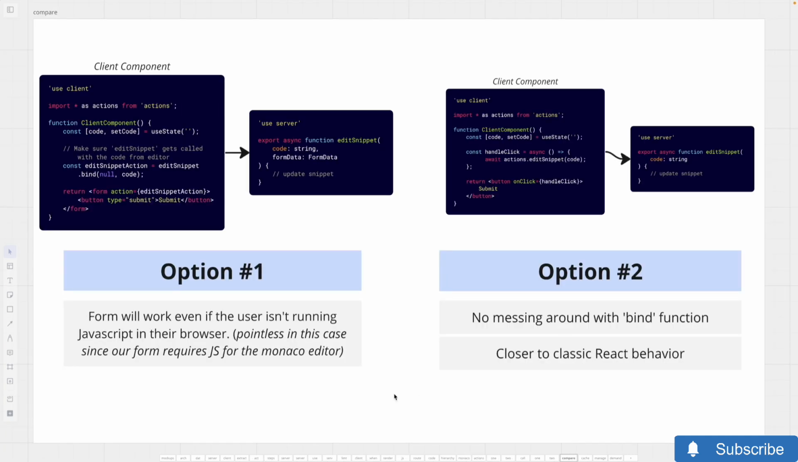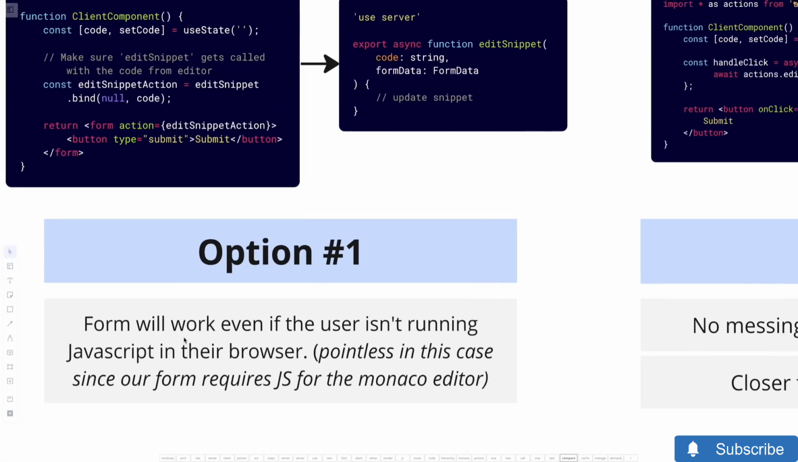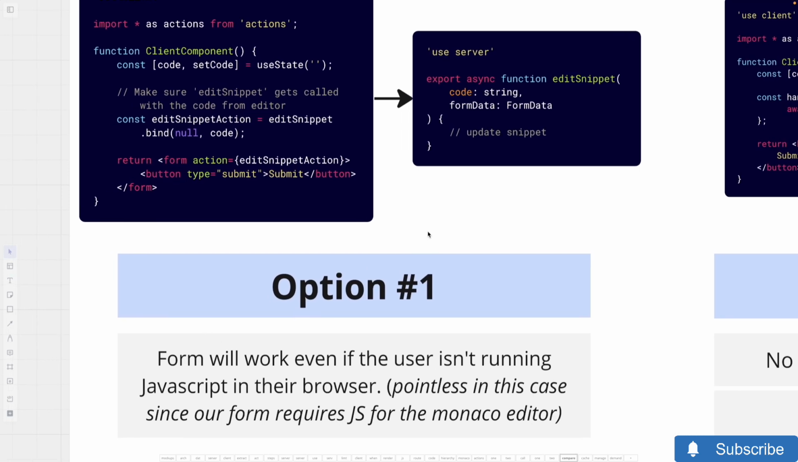All right, so now between these two approaches, the very obvious question is, which one should we work? Or which one should we use at all? I think they both have their place. The upside to option one is a huge upside. This is a big benefit. We can use option one to create forms that will work even if the user's browser is not running JavaScript.